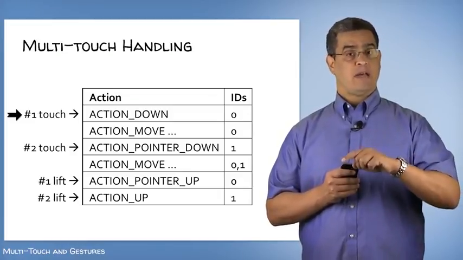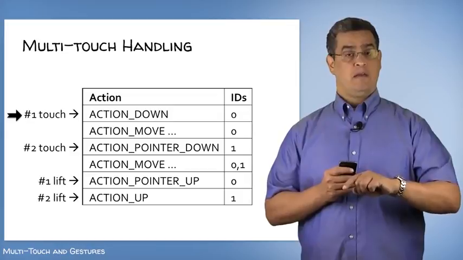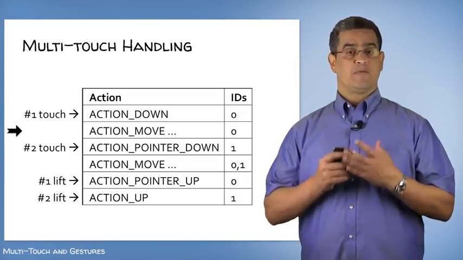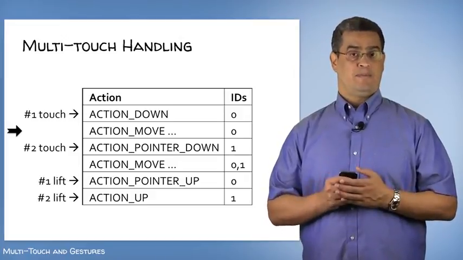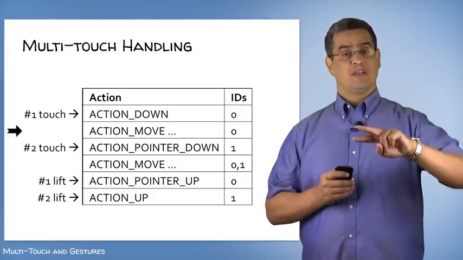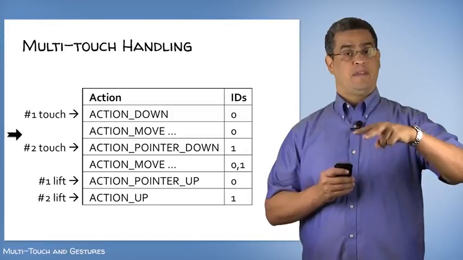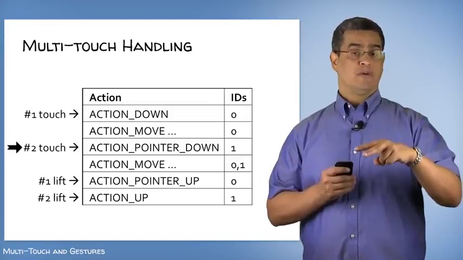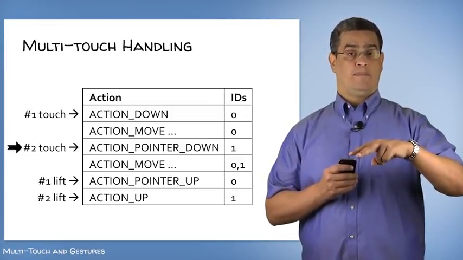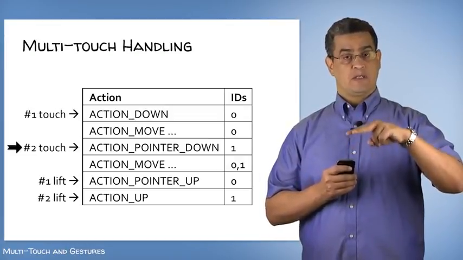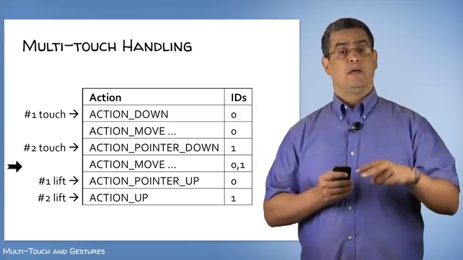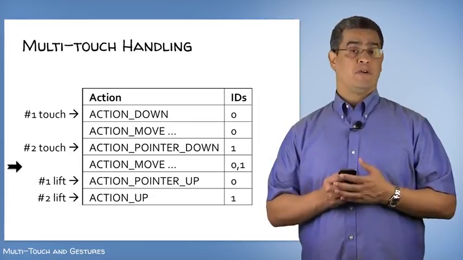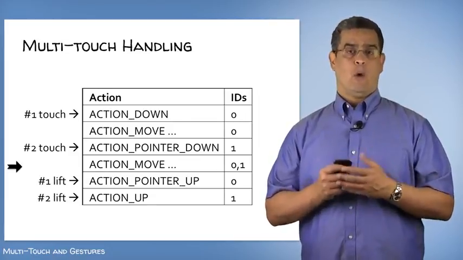If you keep that finger down and move it on the screen, you might get several action move events associated with pointer ID 0. Suppose now that you put a second finger down. In that case, you'll get an action pointer down event, and this new pointer might get an ID, say, of 1. If you keep those fingers down and you move them, you might then get several action move events associated with the pointer IDs 0 and 1.